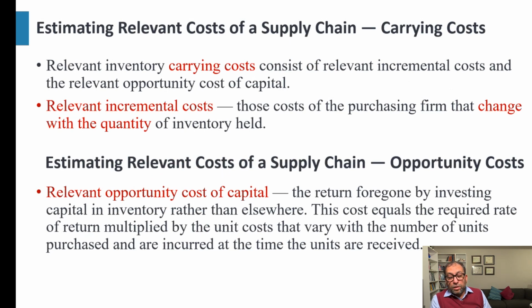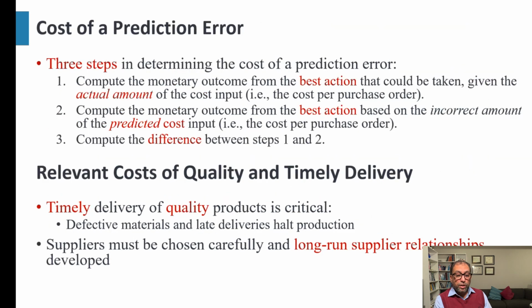Now, this is the supply side, like what I said. Relevant inventory carrying cost consists of relevant incremental cost and the relevant opportunity cost of capital. Relevant incremental costs are those costs of purchasing firms that change with the quantity of inventory held. So we estimate the relevant cost of a supply chain. The opportunity cost of capital is the return forgone by investing capital in inventory rather than elsewhere. The cost equals the required rate of return multiplied by the unit cost that varies with the number of units purchased and is incurred at the time the units are received.